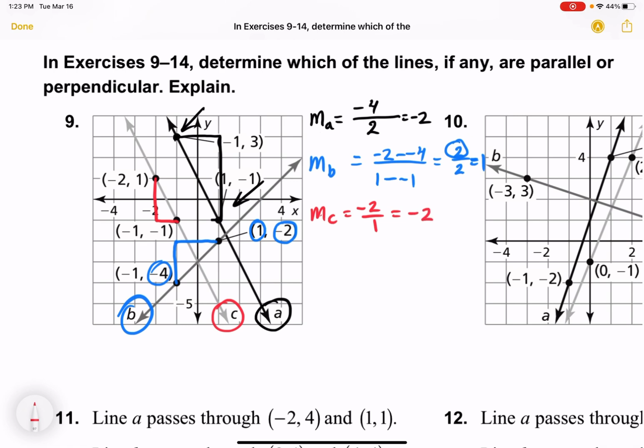So notice how line A and line C have the same slope. So we could say that lines A and C are parallel because they have the same slope. Now, none of these lines are negative reciprocal, so they are not perpendicular.